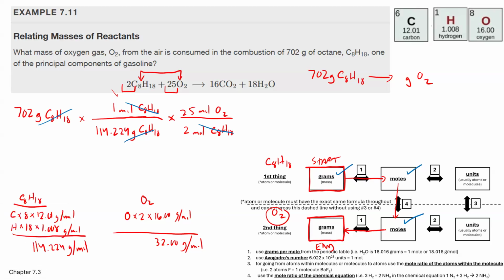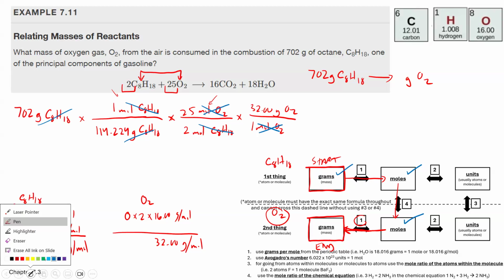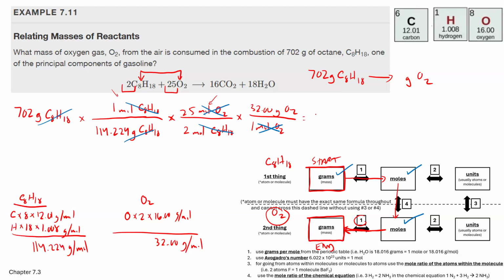We are now going to cross arrow 1 again, meaning we need to use the grams per mole from the periodic table. Grams are going to be on the top now because moles are on the top here. So moles need to go on the bottom. So here we put 32.00 grams of O2 up top. Last cancellation. This one in moles of O2. Let's put that into our calculator.